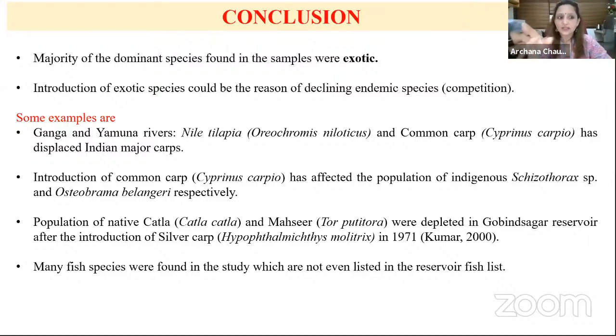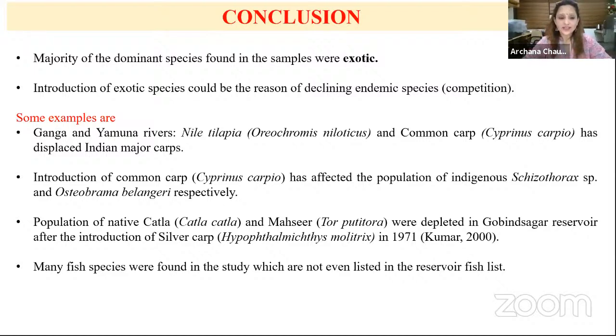So we can conclude from this study that the majority of the dominant species found in the samples, specifically in the Govind Sagar reservoir, were exotic. However, exotic species were also detected in the Pong reservoir. As for the number of the endemic or native species, I cannot speak about abundance until we carry out the qPCR analysis that we plan to do. So it would not be fair to conclude from this preliminary analysis that the abundance of the exotic species is more than that of the endemic species.